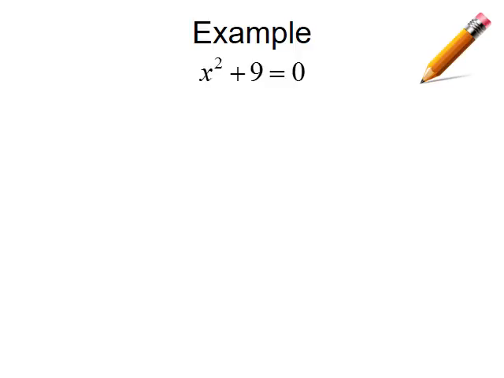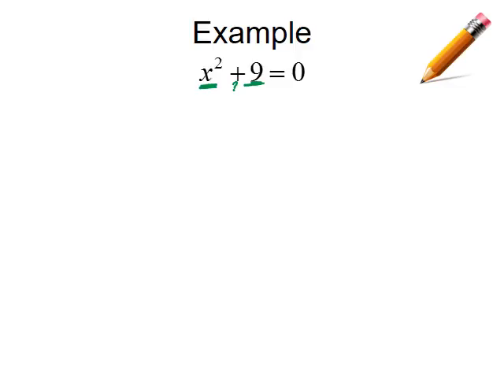Let's take a look at this example. My first thought is to see if difference of squares works. I can square root both sides. I have 2 terms, but I do not have a minus sign. Therefore, I cannot use difference of squares.